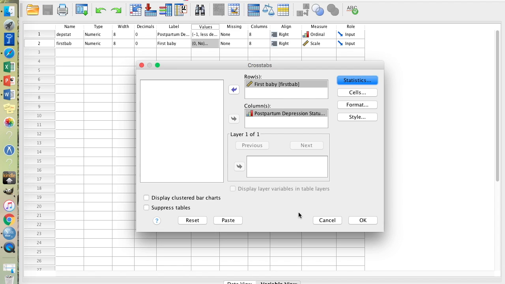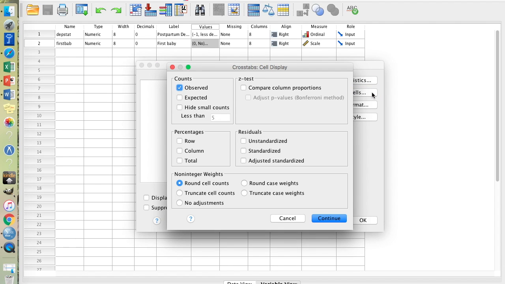Next, I click on the cells box. This is where I'm going to tell SPSS what information to display in that cross tabulation that it's going to provide. Automatically, it's going to display observed frequencies. Those observed frequencies are the actual frequencies of women falling in each of these categories. It's basically the exact same thing that we saw already in our table on SPSS, or in Canvas.